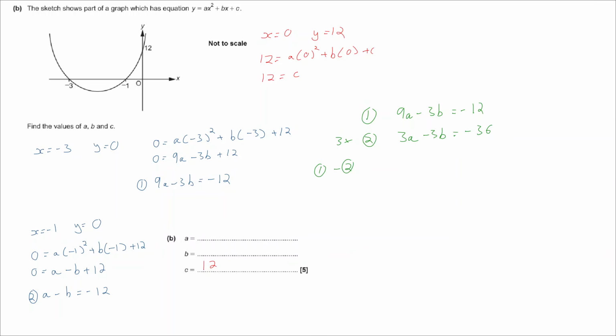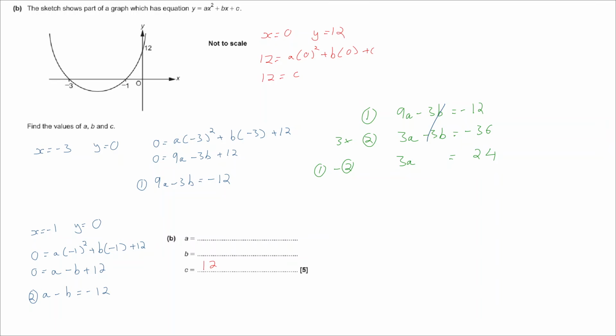If I do this, I'm going to be getting 9a take away 3a, which is equal to 6a, and then minus 3b take away negative 3b does in fact cancel to give you 0, and that's going to be equal to negative 12 take away negative 36, so that's minus 12 add 36, which is going to be equal to positive 24. Okay, so hopefully my a value is going to be equal to 8.